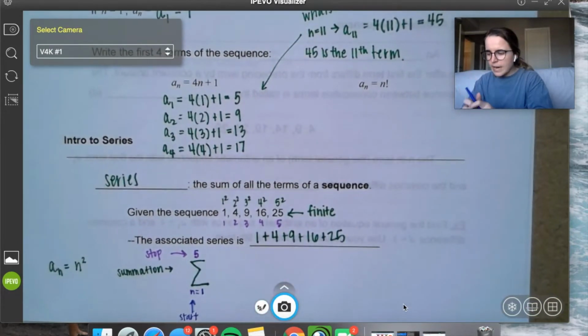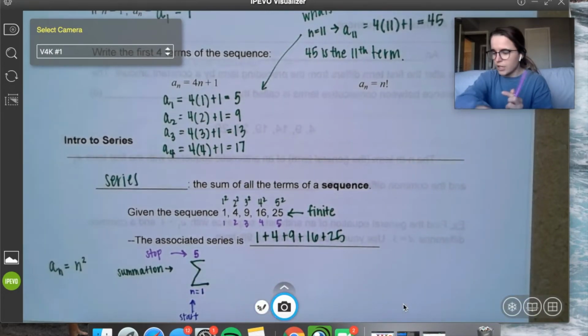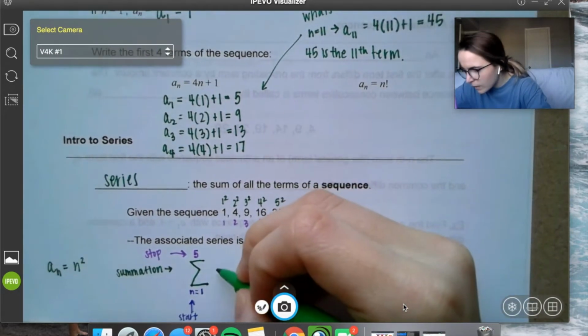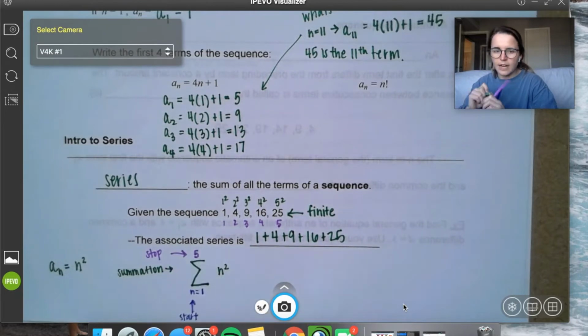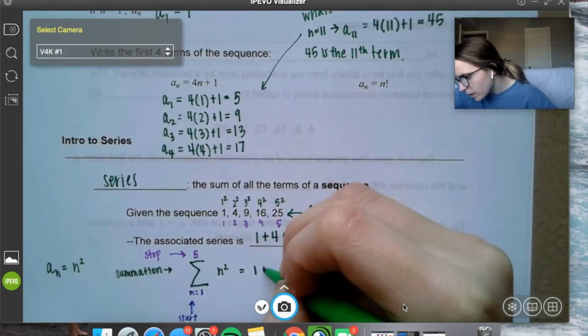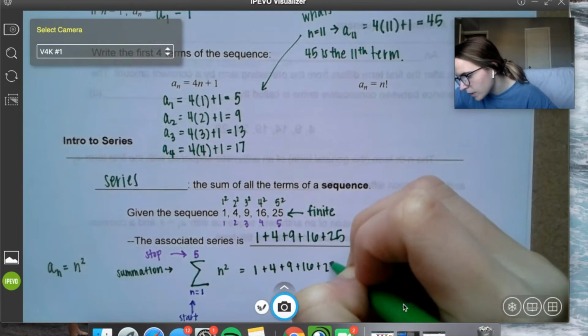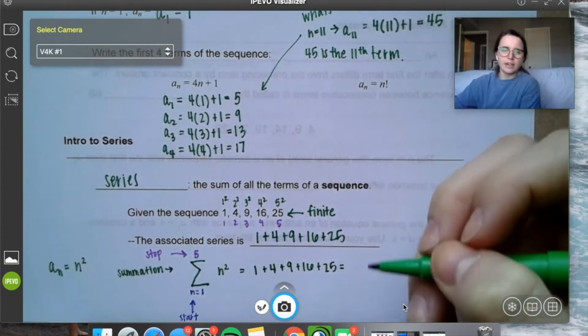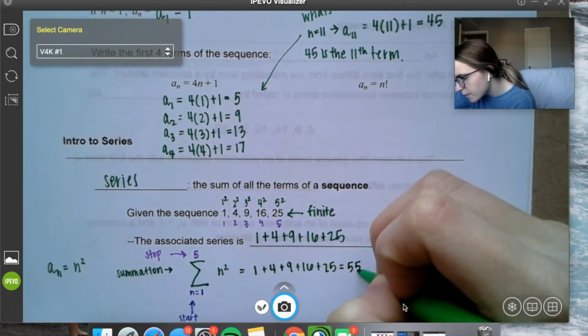And so this would be read the summation of my function, which is n squared, so that's where my a sub n goes, from 1 to 5. Okay, so what that is equal to is 1 plus 4 plus 9 plus 16 plus 25. I trust you know how to add some numbers together. This is equal to 55.